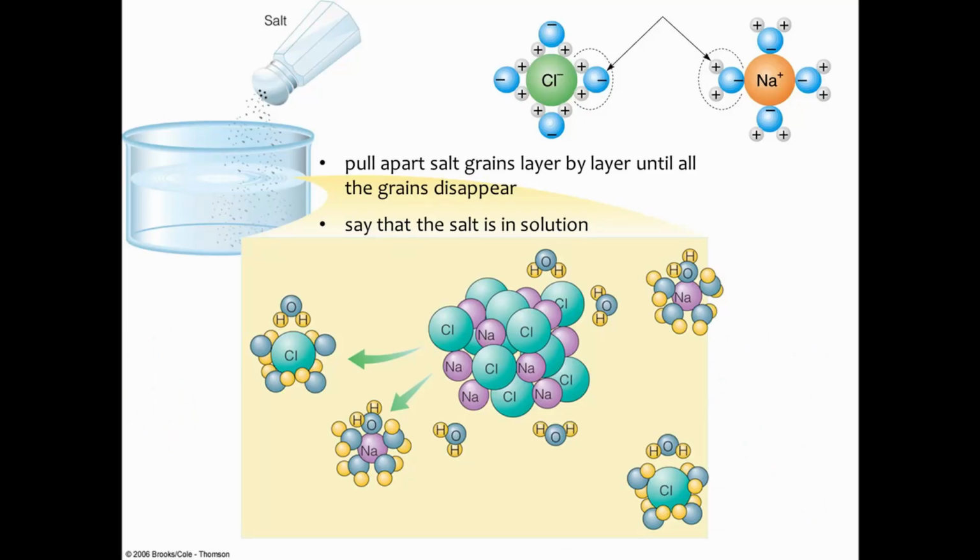This slide illustrates what I've been talking about in the previous slide. So here we have a little container of water. You put some salt in, and because of this attraction between the positive and negative charged ends of the chloride and sodium ions, as well as the positive and negative charged ends of the water molecule, you basically pull that salt apart grain by grain by grain. Eventually the salt disappears, and we can say that it is in solution, and water, once again, is a universal solvent. It's what the salt has dissolved into.